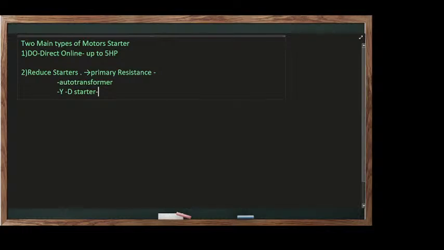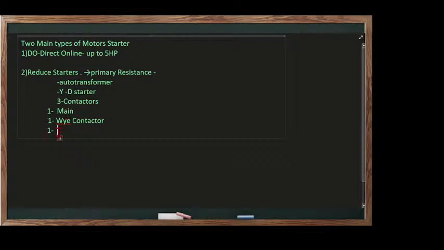In the Y delta, it uses three contactors. One contactor is for the main, which remains stationary for the whole duration of the operation of the motor. Another one is for the Y. The purpose of this Y contactor is to configure the winding of our motor into Y. This Y contactor turns on at the same time as our main contactor.